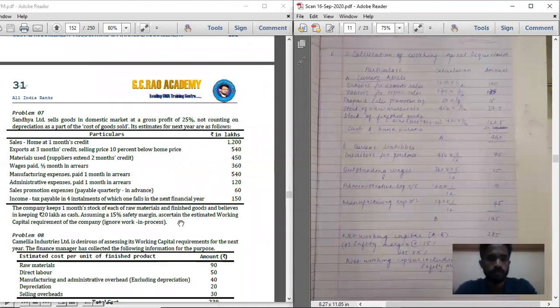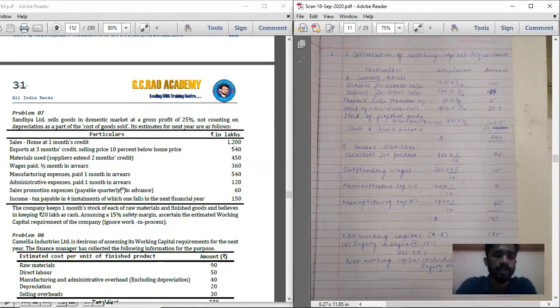Okay, problem number 7. There is a new concept that has been added in this same net working capital requirement. We should calculate net working capital requirement as we did in the previous sums. But for calculating the net working capital required, we should add some safety margin to it. That is the new additional adjustment given in problem number 7. So we'll see this problem number 7.